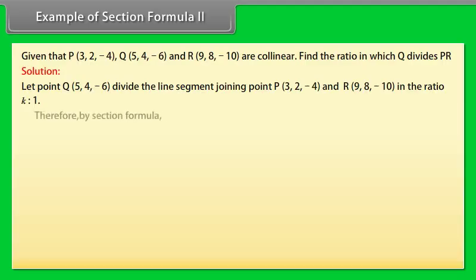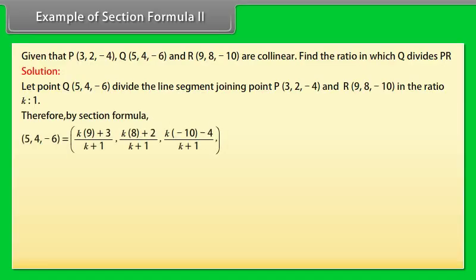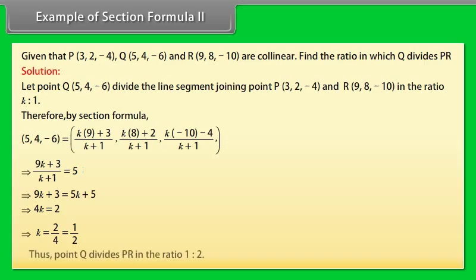Therefore, by using the section formula we get (5, 4, -6) = ((k × 9 + 3)/(k + 1), (k × 8 + 2)/(k + 1), (k × -10 - 4)/(k + 1)). On solving for k, we get k = 1/2. Thus, point Q divides PR in the ratio 1:2.